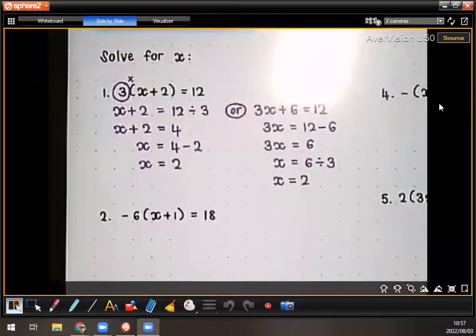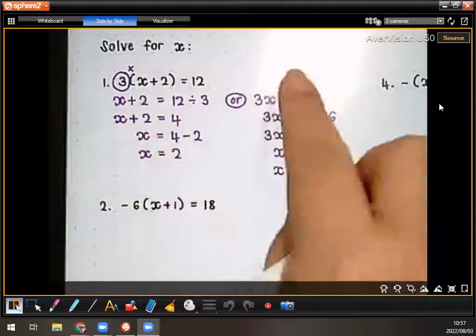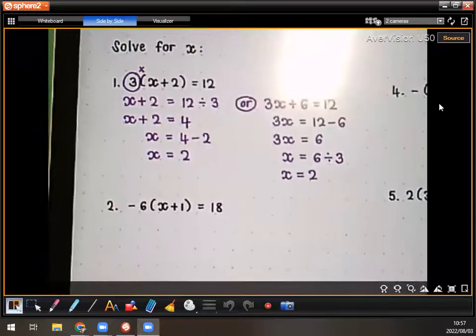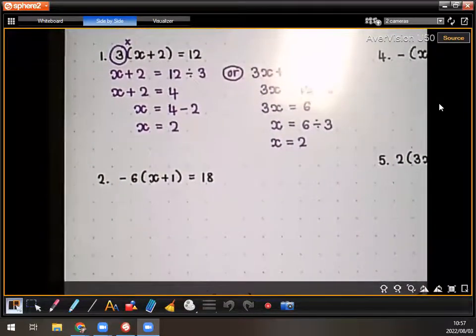Do it step by step like I showed you. You're either going to do this method, where you remove the negative 6 first, or that method where you multiply it. Okay. So do it step by step, please, guys. The second one you're doing on your own. Solve for x then.